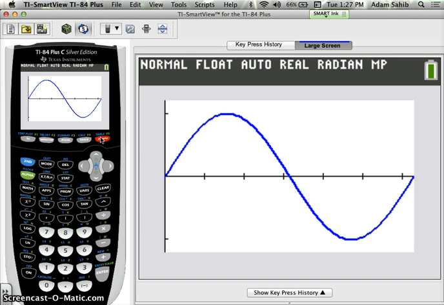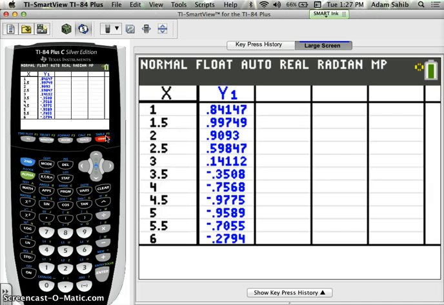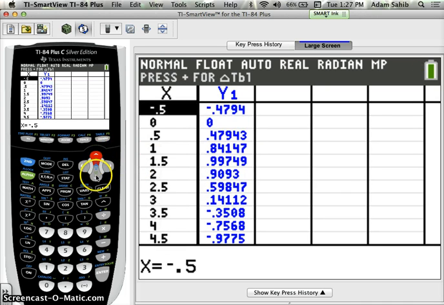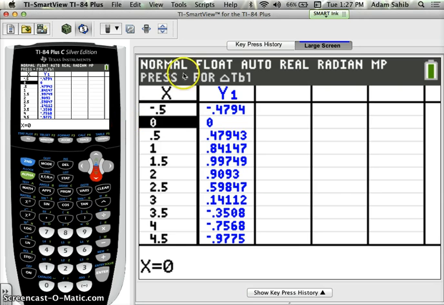Okay, Maya, you alright? I found out that there's a table on the calculator. Yes, the table of values. If you go to second graph, it gets you to table, and here's your table of values. One thing that's important here is that you can't create your own, but you see this, press plus for delta table. This means how often it's going to change. This says it's changing every 0.5. Maybe we want it to change every 1 instead.